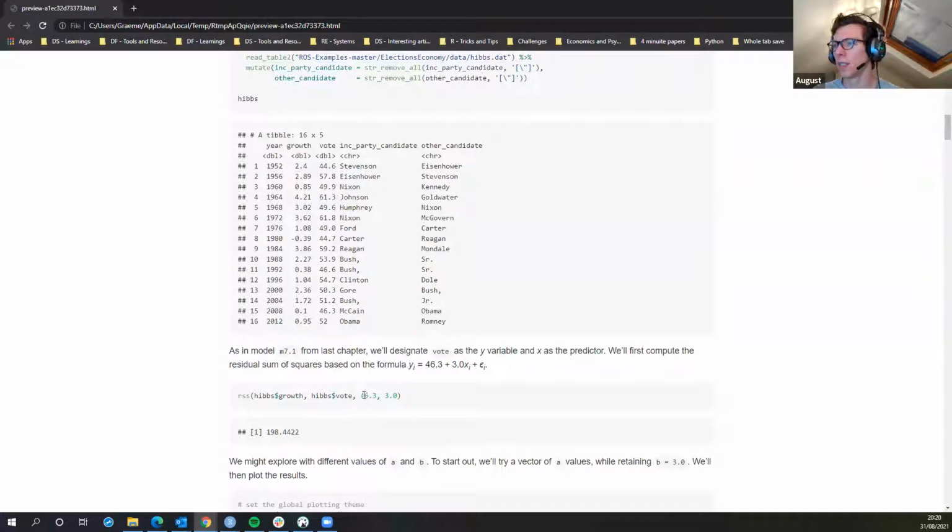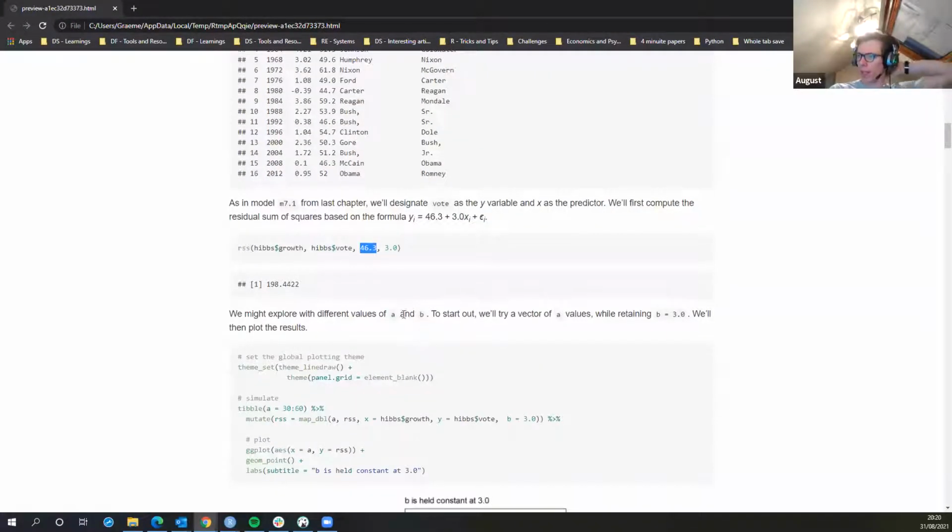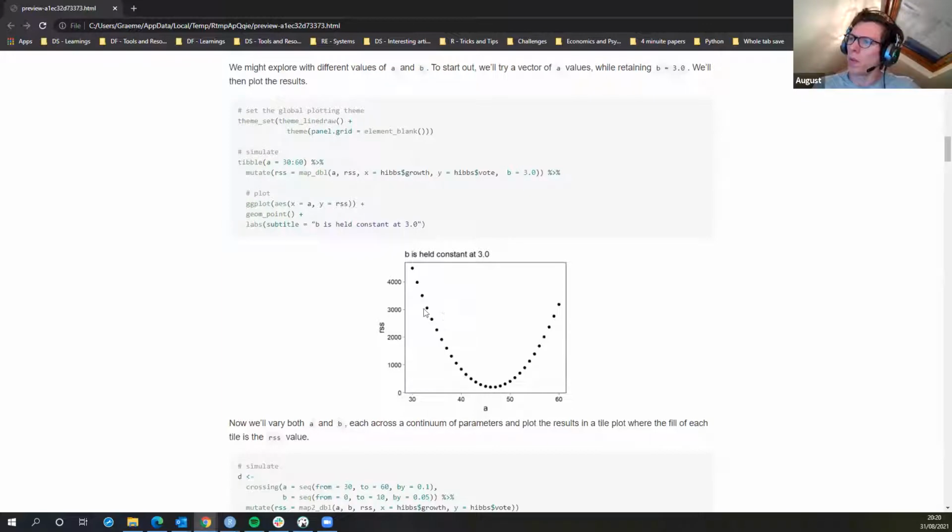So what it says here is that a vote is 46.3 million votes for a politician in the White House, and then 3 million per 1% increase in income or something. Yeah, but it's kind of like growth, isn't it? Relative growth. Right. Okay, and then they just grow that and plot the parameters.